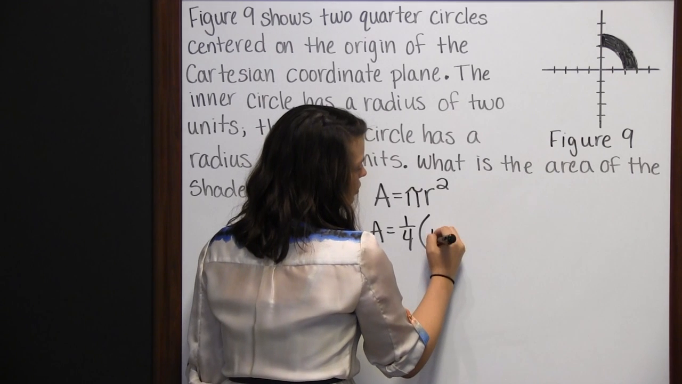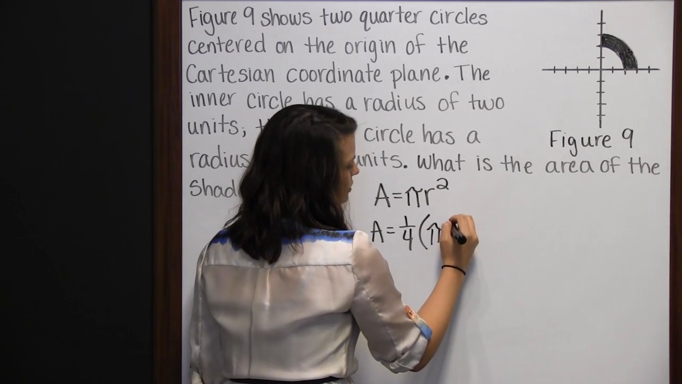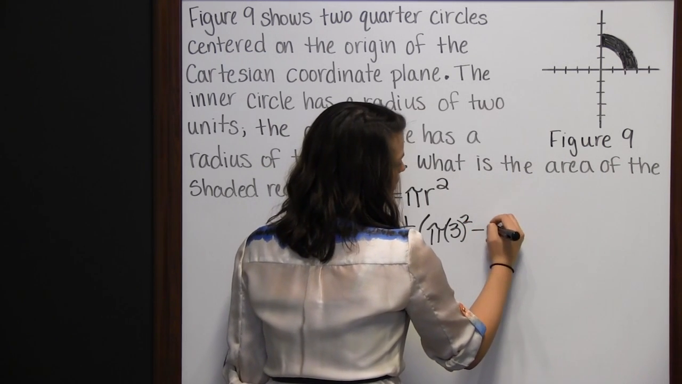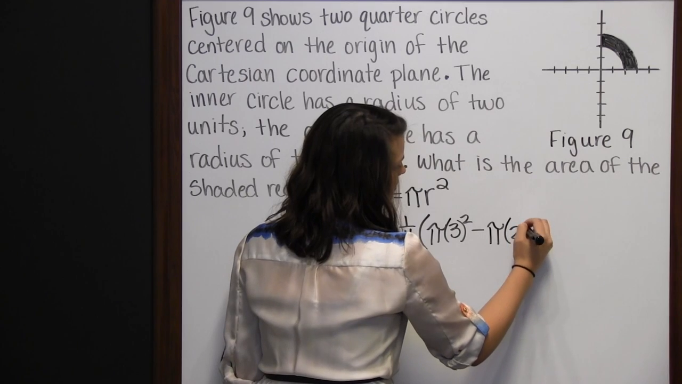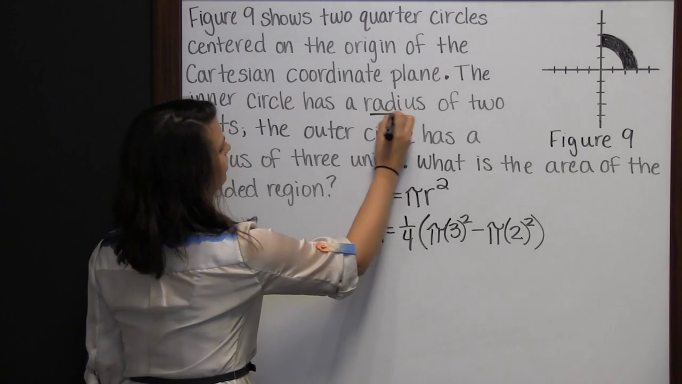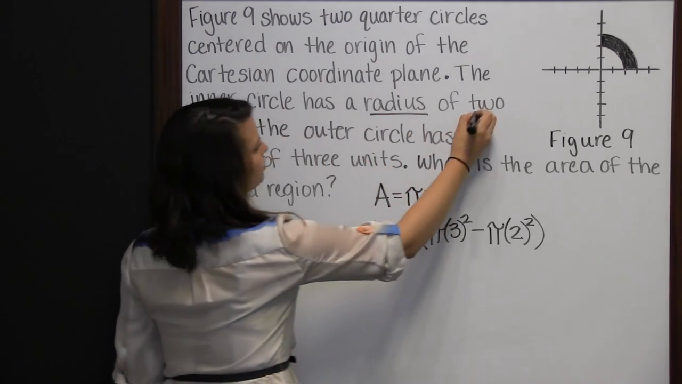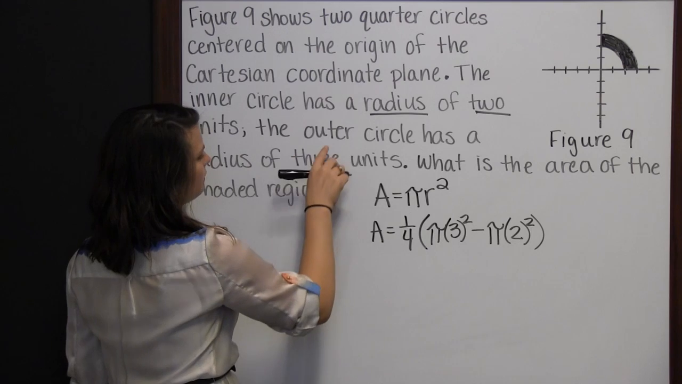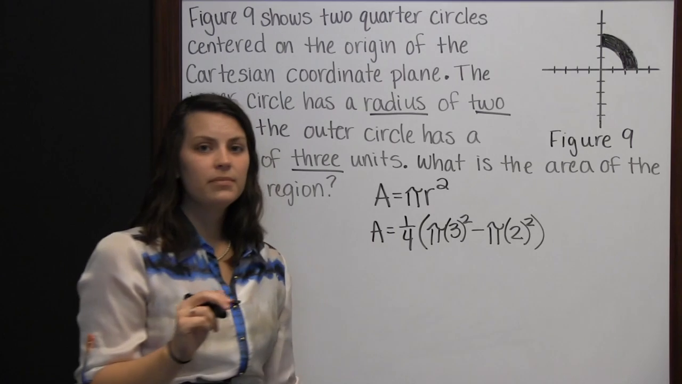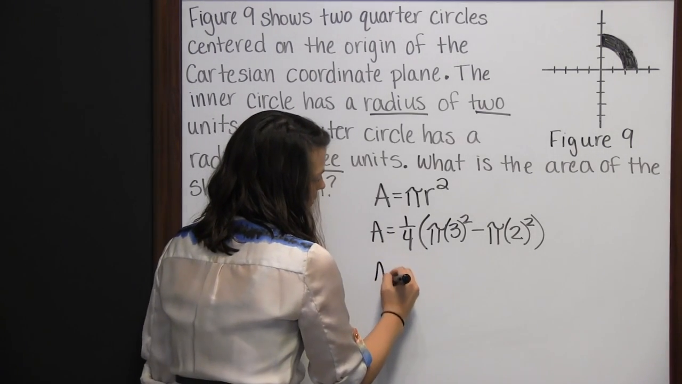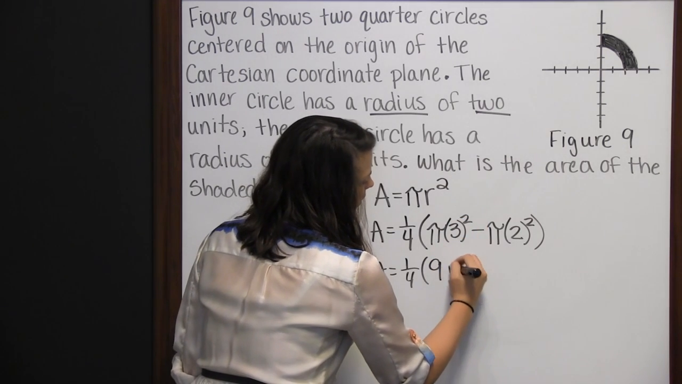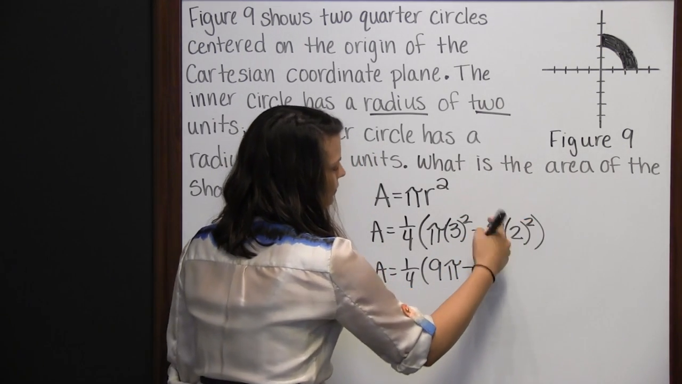And the area of the large circle would be pi times the radius, which is 3 squared, minus the area of the small circle, which would be pi times 2 squared. The 3 and the 2 came from the radius. The radius of the small circle is 2, and the outer circle has a radius of 3. So that's where these numbers came from. And now let's simplify that. So we get area is 1/4 of 3 squared, which is 9, so 9 pi, minus 2 squared, which is 4, so 4 pi.